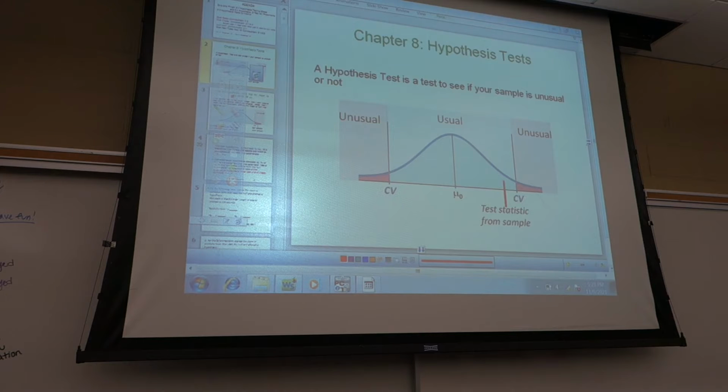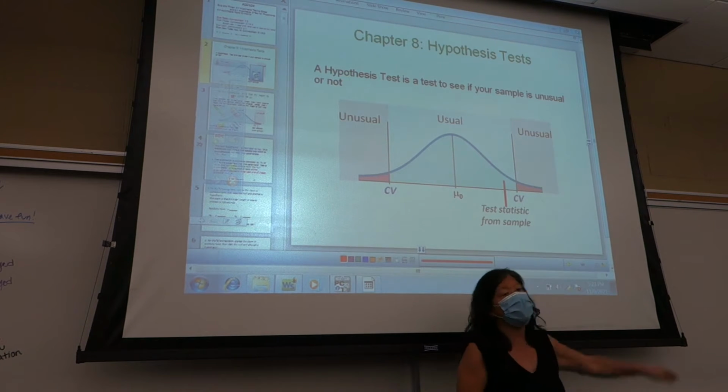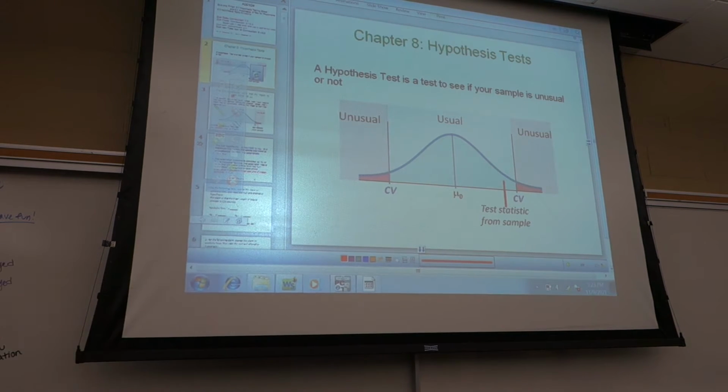Okay. All right. Chapter 8, hypothesis test. A hypothesis test is a test to see if your sample is unusual or not. So if it's in here, we're like, okay, that's usual. If you get something way out there, that's when we say, we got something unusual.